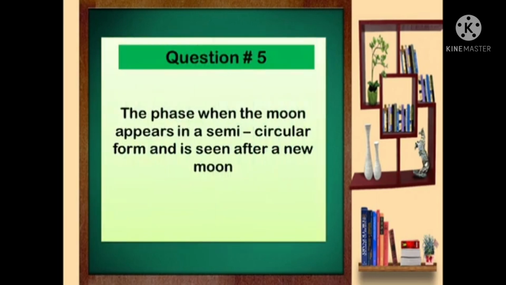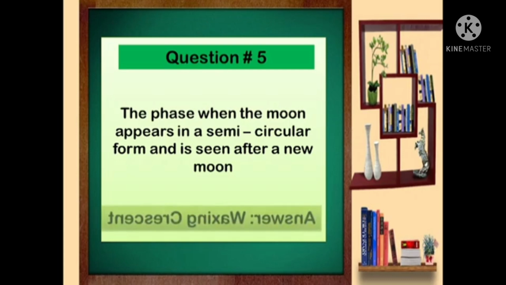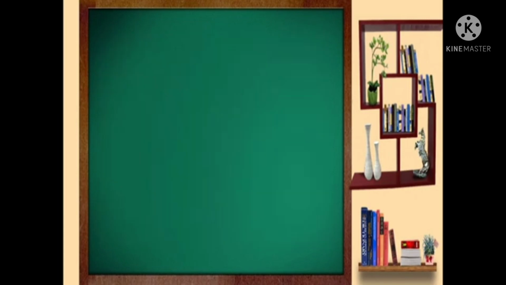Question number 5. The phase when the moon appears in a semicircular form and is seen after a new moon. I request Loretta Garcia to answer this question. Very good. The answer is waxing crescent.